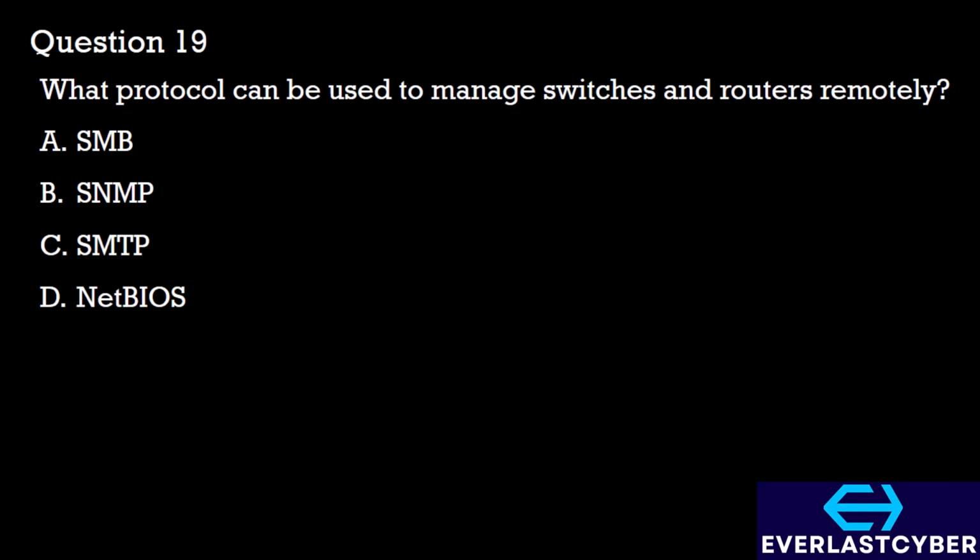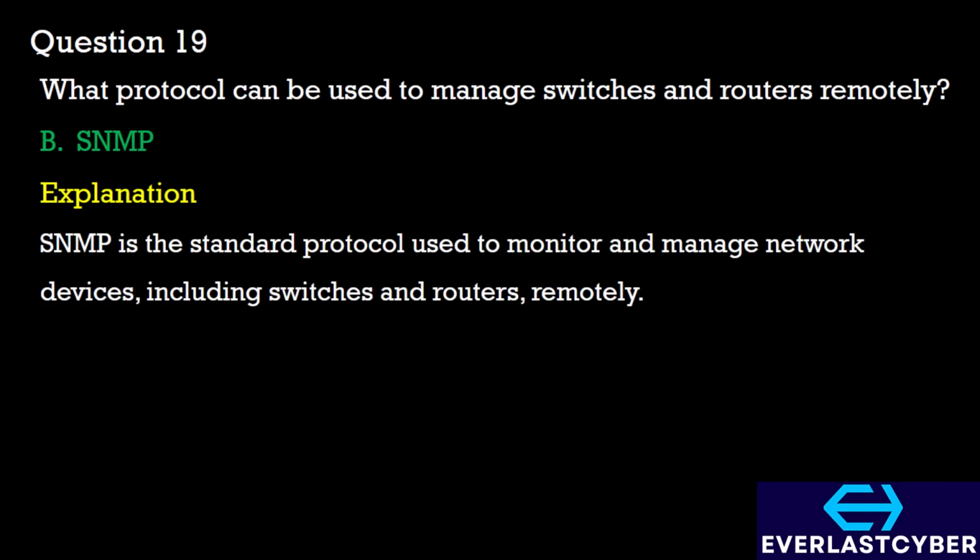SNMP is used to monitor and manage network devices remotely. SMTP, Simple Mail Transfer Protocol, is a protocol that is used for sending email messages between servers. While the NetBIOS, or Network Basic Input-Output System, is a legacy protocol suite that is used for communication between computers on a LAN, especially in the older Windows-based networks. So for this question, we'll be going with option B.